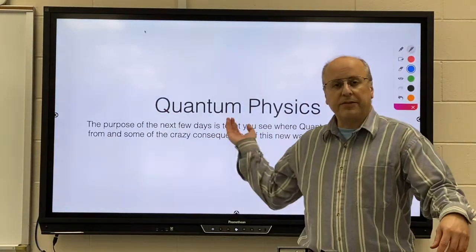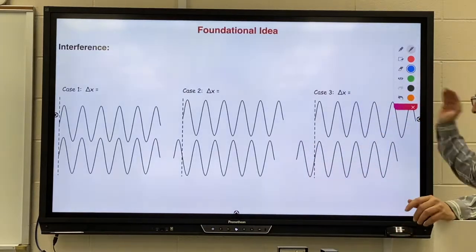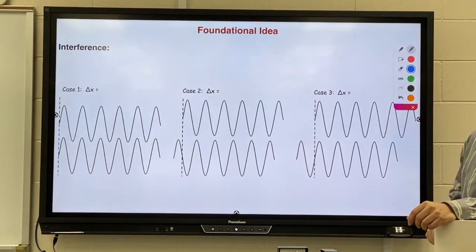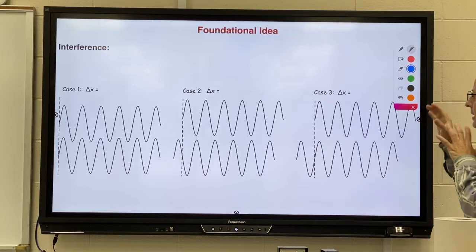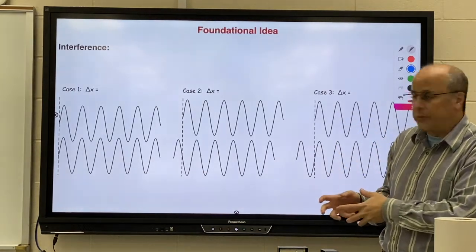Okay, today's day 3 of our getting ready for quantum physics. The big foundational idea that we learned in our last lesson is that the difference in path length determines the type of interference that we get.